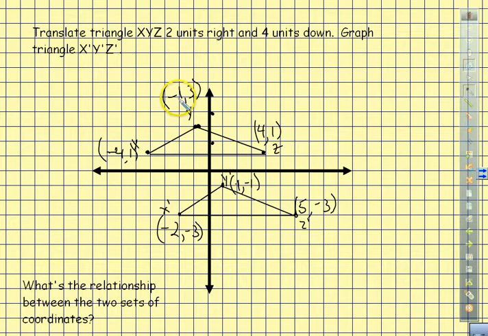Same thing for this coordinate. Starting with -1, if we're going to add 2 to that, it should be a +1, and it is. And 4 units down should be subtracting 4 from that would give us -1.